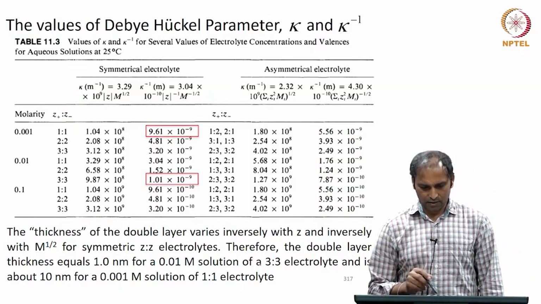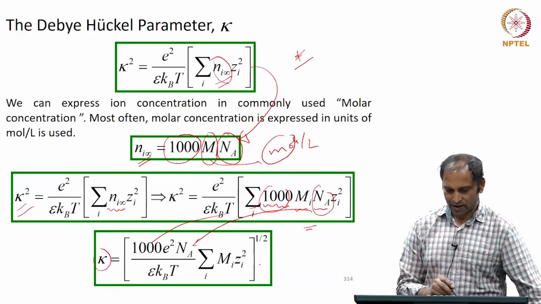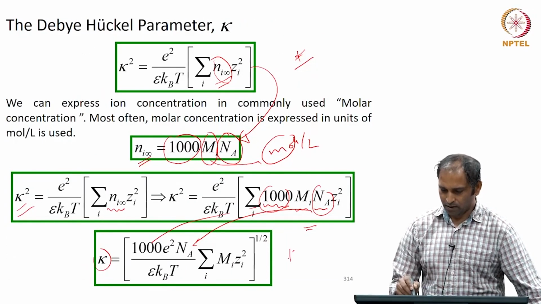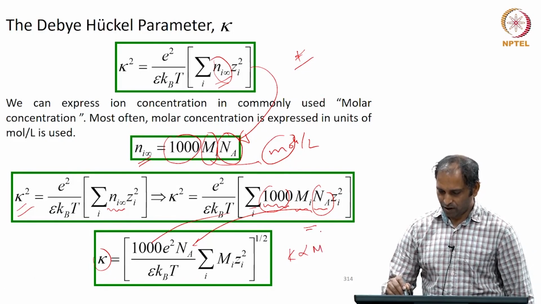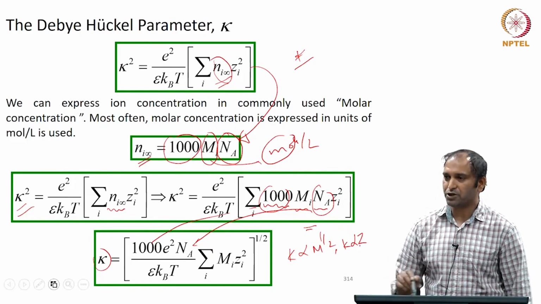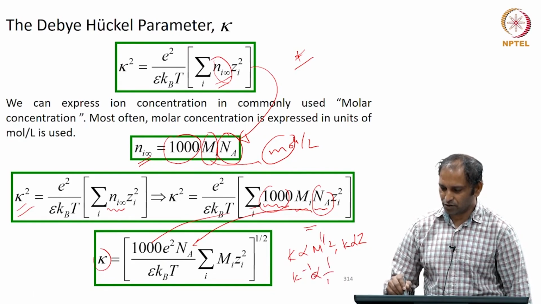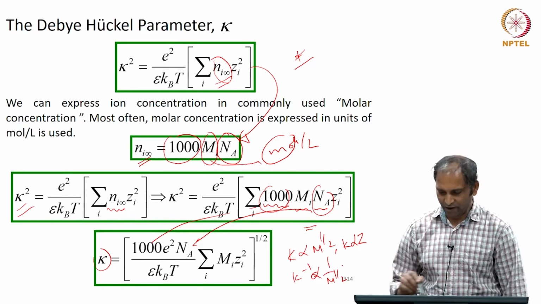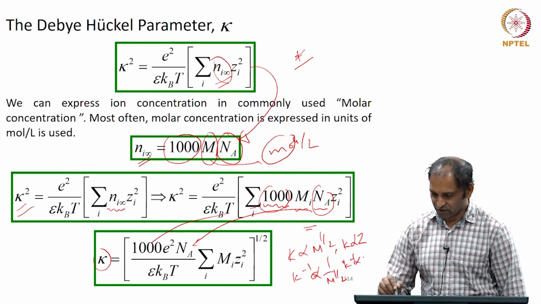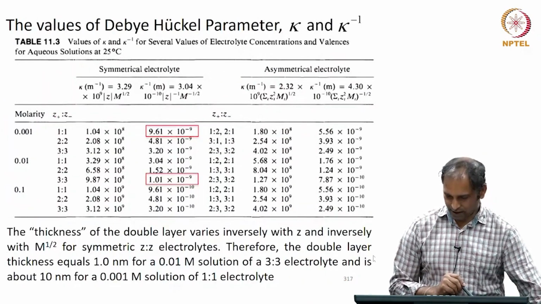So, the other inference that you can draw, if you go back and look at this expression, is that kappa varies as m power half, and it is proportional to z, or kappa inverse is inversely proportional to m, the concentration of the electrolyte, to the power half, or kappa inverse is inversely proportional to z. Okay. So, that again is kind of okay.